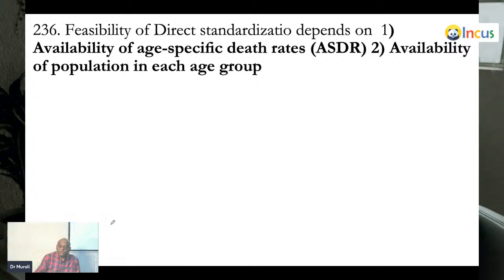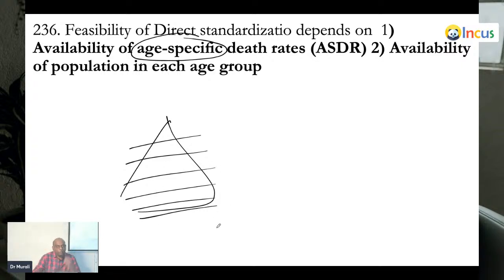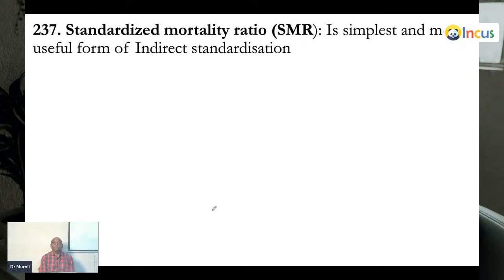Yeah. So first, you need to have the age-specific death rate of the population which you want to standardize. Then you need to have the population in every specific age group. Suppose there are no pediatric patients at all in that population, then that cannot be standardized using direct standardization. So these are the two important prerequisites for direct standardization that you need to remember.